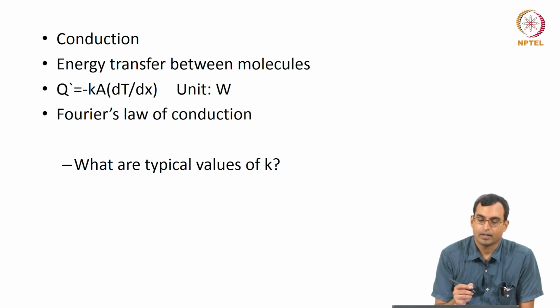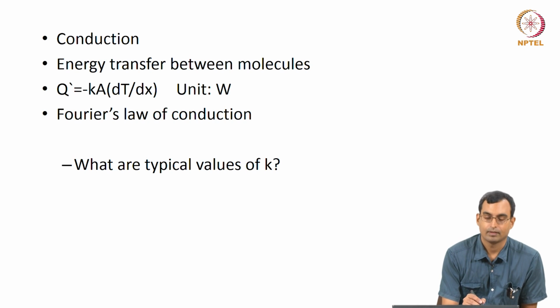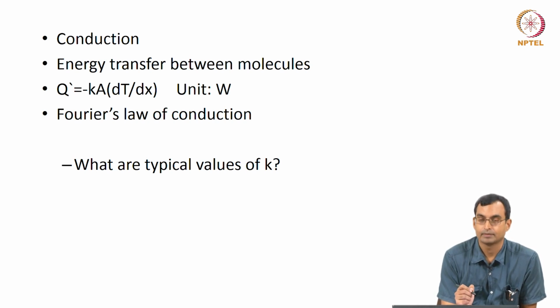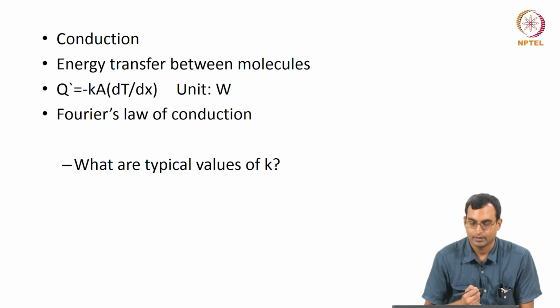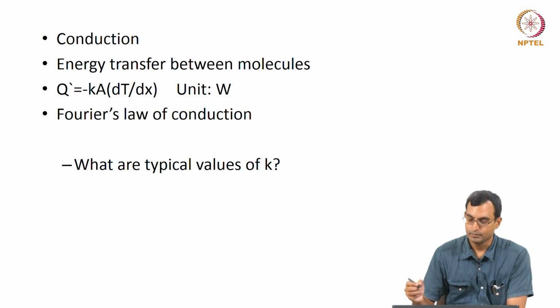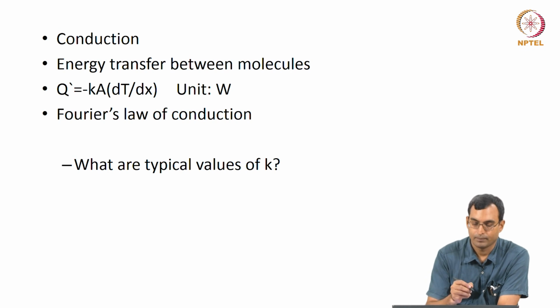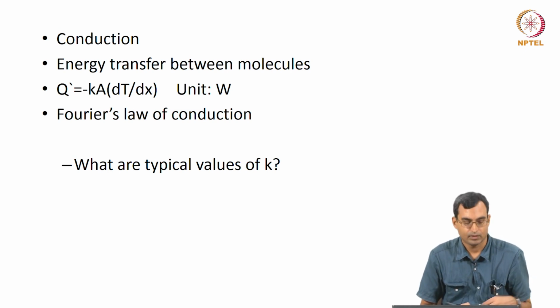Fourier's law of conduction tells us that the rate of heat transfer q dot or q prime is given as minus K A into the gradient of the temperature, so dT by dx. Of course, we need to look at each of these, but before that let us just look at some values of K.